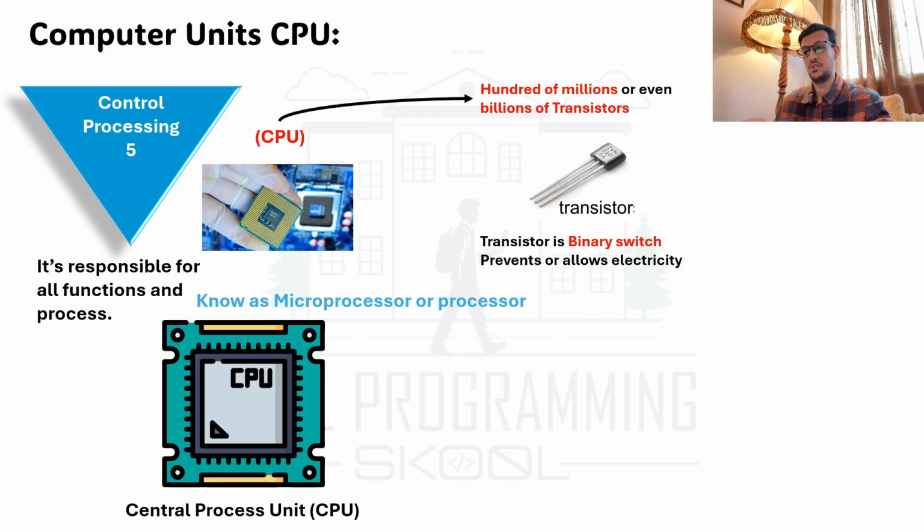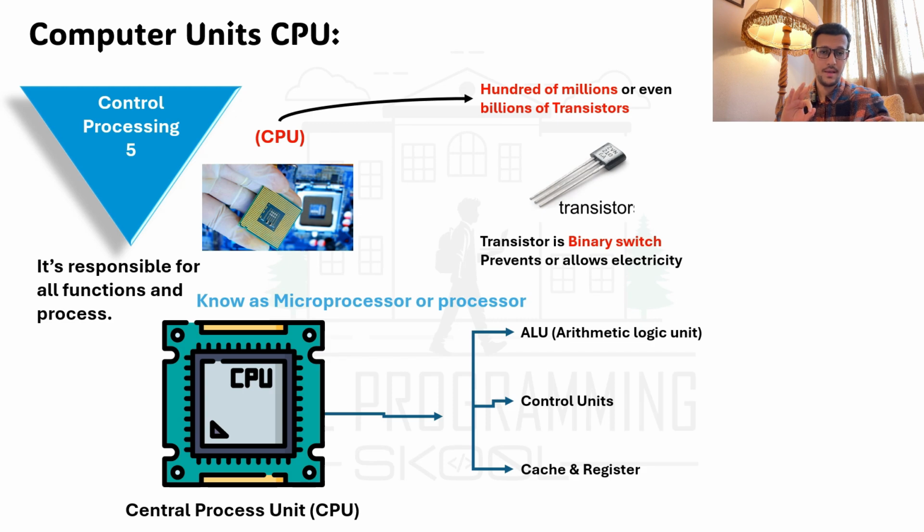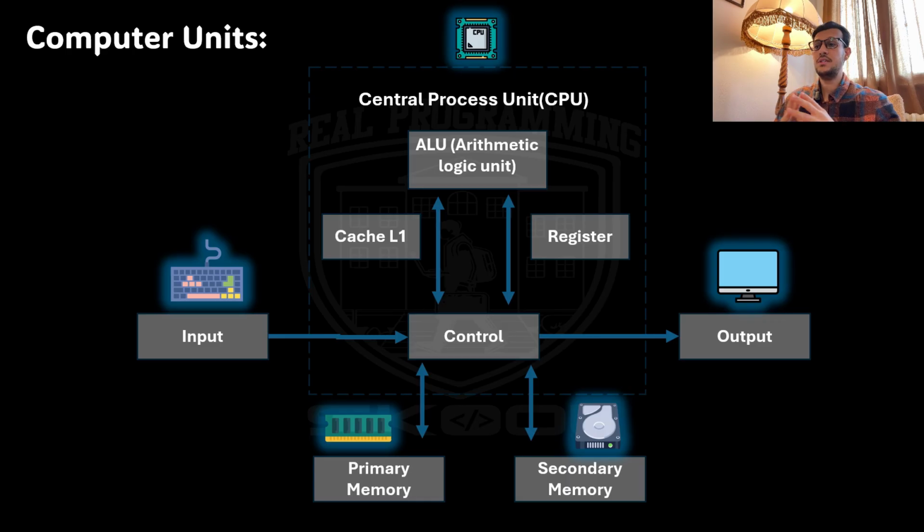So this is the CPU. It contains transistors. And the CPU has 3 main elements: the ALU (arithmetic logic unit), the control unit, and cache and register. Don't worry, we'll explain them step by step. Here in the center we have the control element. It controls everything: input, output, secondary memory, primary memory, cache, register, ALU. And the ALU is responsible for anything that involves math or needs math in the computer, or comparing two things. The arithmetic logic unit is responsible for division, addition, and comparing two things.